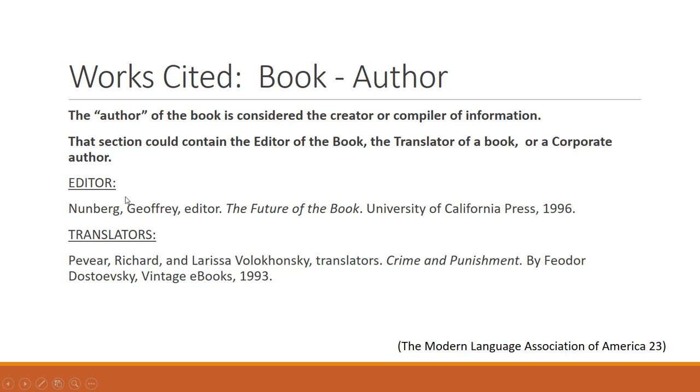So here in the future of the book, where there's an editor, you put last name, comma, first name, comma, editor, period. So you put a qualifier in there that that person is an editor, not an author. If you're working with something that's been translated, MLA considers the translators to be primary, okay? So you put the translators in front, so it's Peviar Richard and Larissa Volahonsky, translators, period.